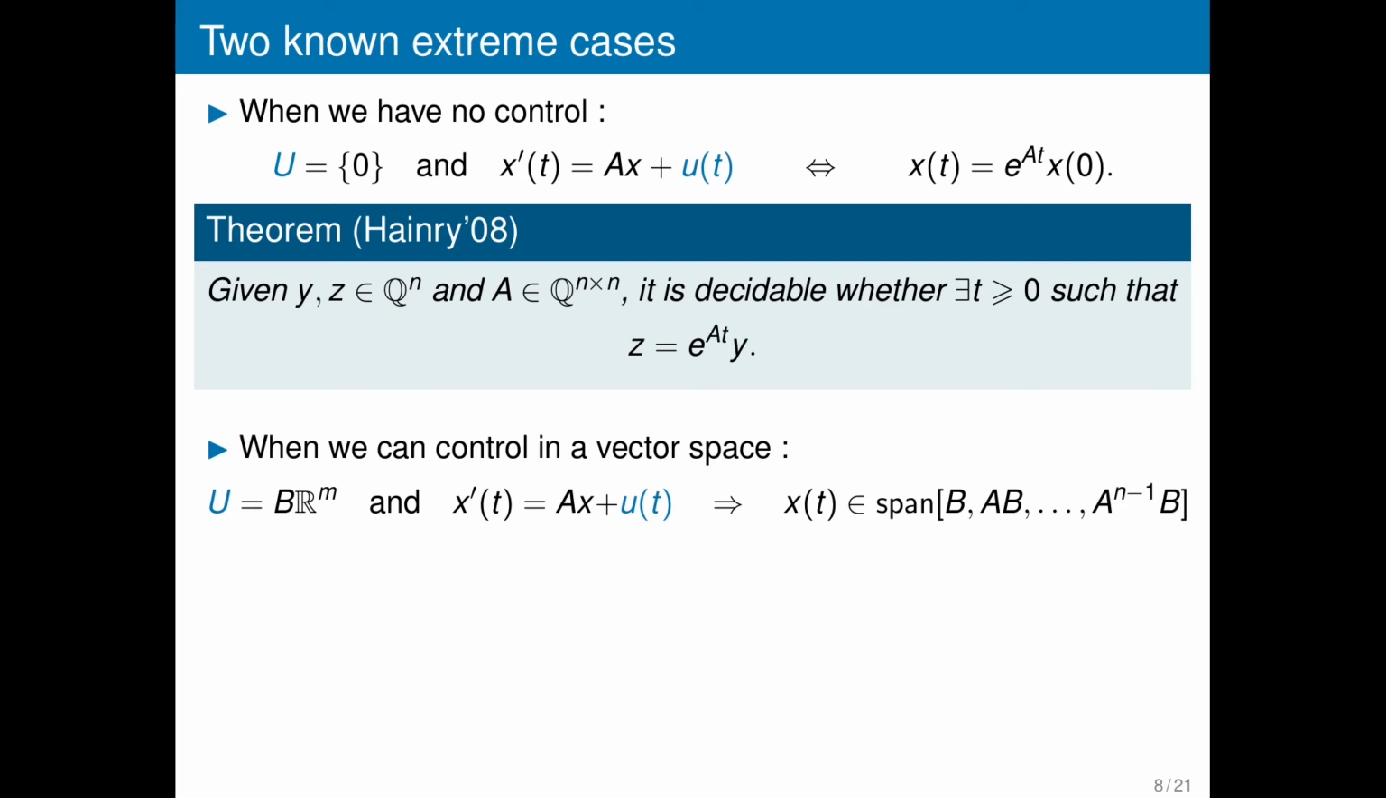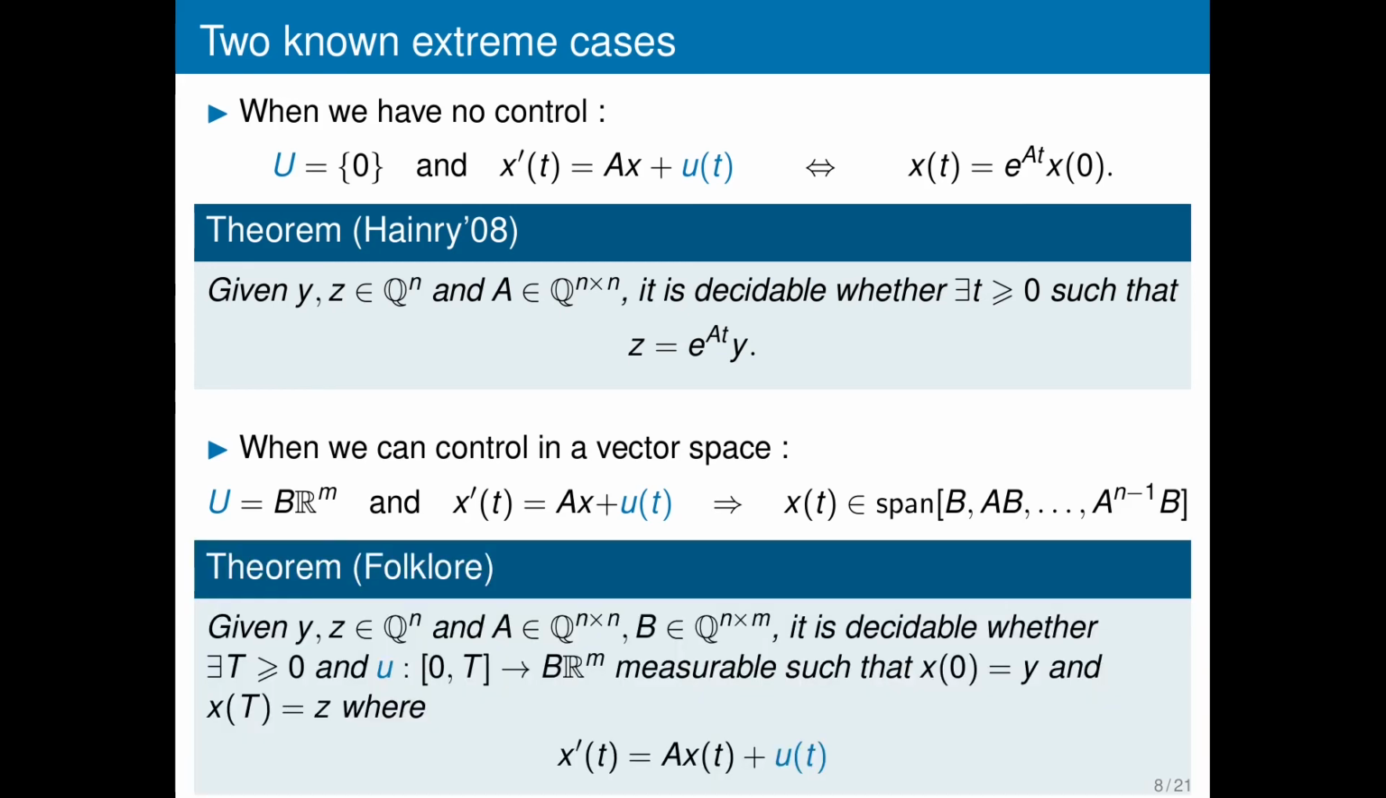Another textbook example is when the set of controls U is a linear subspace that is described by a matrix B. In that case, it is not very hard to see that the solution to the system x prime equals Ax plus u must always live in the span of the columns of B, AB, A squared B, and so on. In fact, it is a simple exercise to show that the converse is also true. In other words, a point is reachable if and only if it belongs to this linear subspace, and therefore the problem is easily decidable.